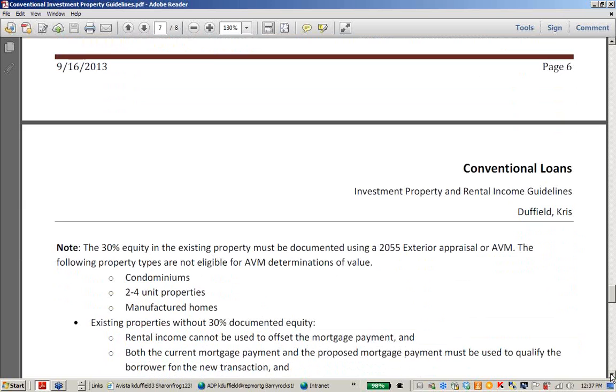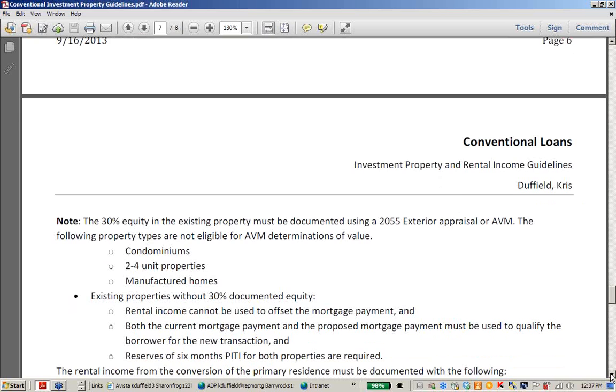The 30% equity in the existing property must be documented using a 2055 exterior appraisal or an AVM. We can't do an exterior appraisal or an AVM on a condo or a 2 to 4 unit or a manufactured home. In fact, we can't lend on manufactured homes at all. So you would need a full appraisal if the exiting property was a condo or a 2 to 4 unit.